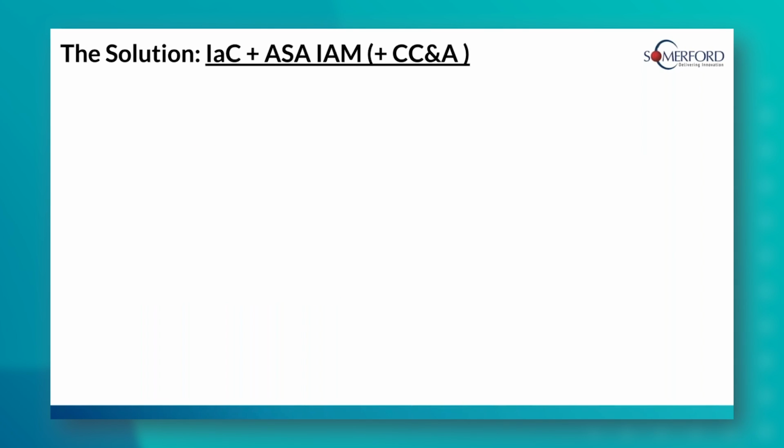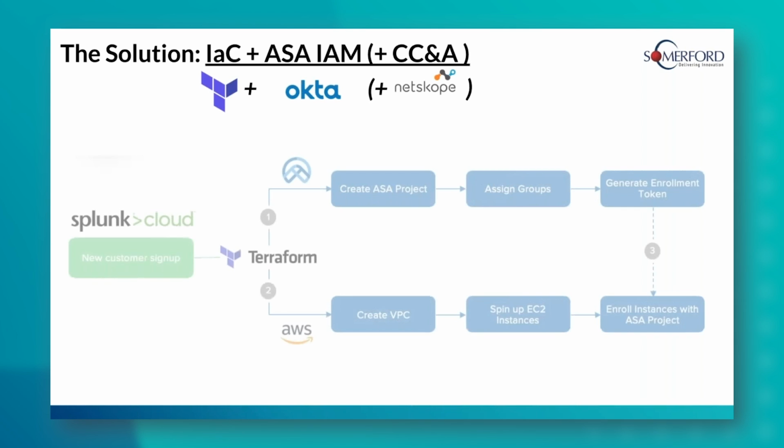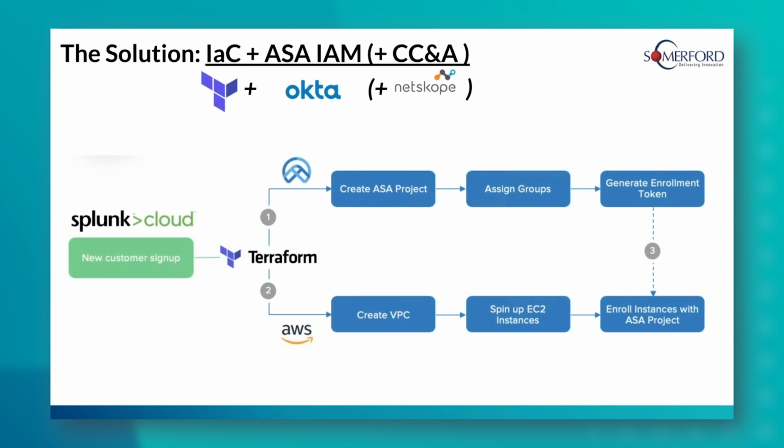So if we have a look at a solution here and step through that. This is leveraging Terraform, so that's our infrastructure as code. We're also going to leverage Advanced Server Access, as I mentioned, which is Okta's Advanced Server Access, but it's almost like an elastic PAM essentially, as well as cloud compliance and auditing from a Netskope perspective chucked in at the end.